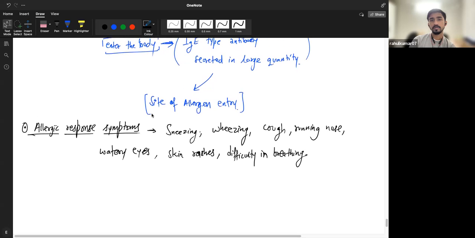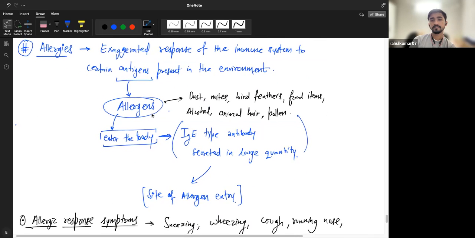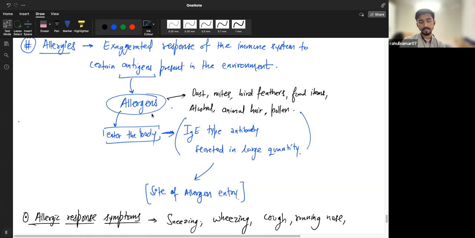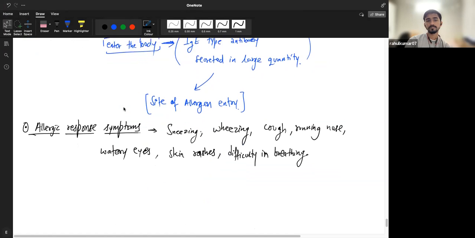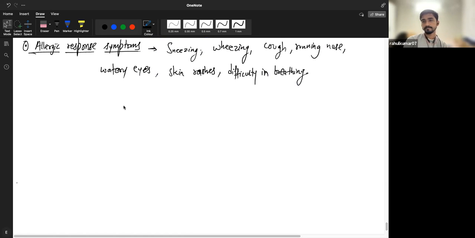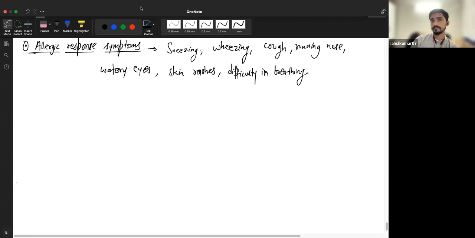So tell me, if there are 10 components of a food dish, let's say biryani, and whenever you eat it, you get an allergic response. You want to avoid that from happening, and you want to figure out what your allergen is particularly. What will you do?